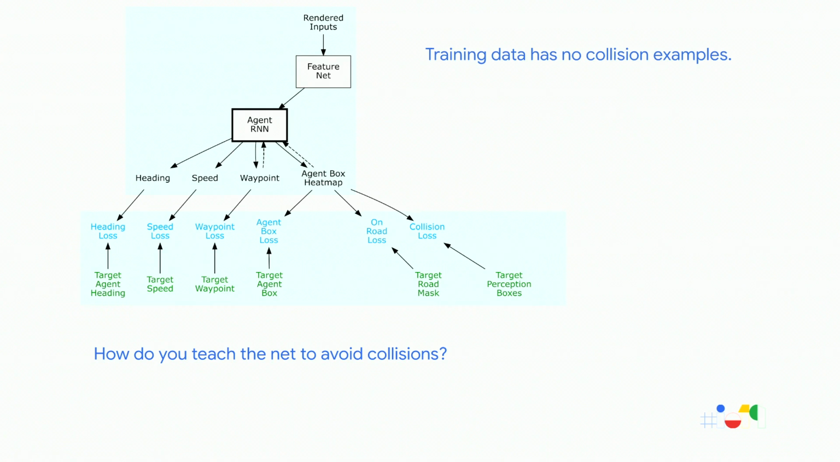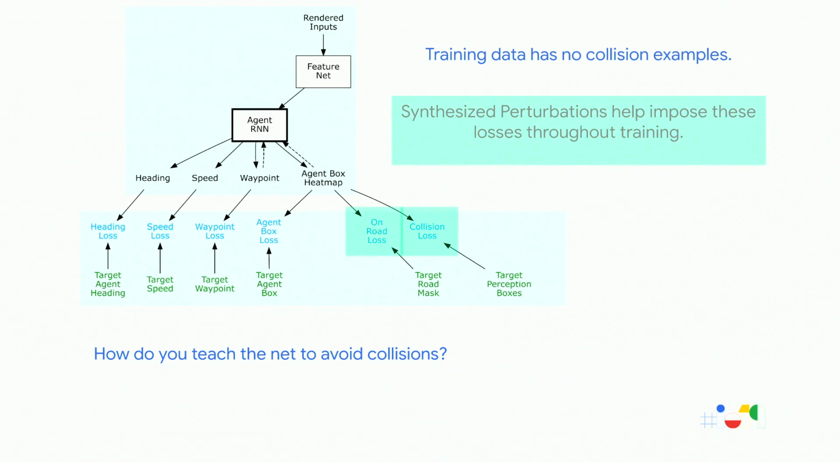So for us, the only reason it works is because of our perturbed examples. If we look at any of our synthesized perturbations, we have made no attempt to actually resolve collisions. So lots of those perturbations will actually have synthetic collisions, either with the road or with other objects. And all of those synthetic collisions will actually have a non-zero value for this loss. So using those synthesized perturbations, we can actually make the net use these losses throughout training.